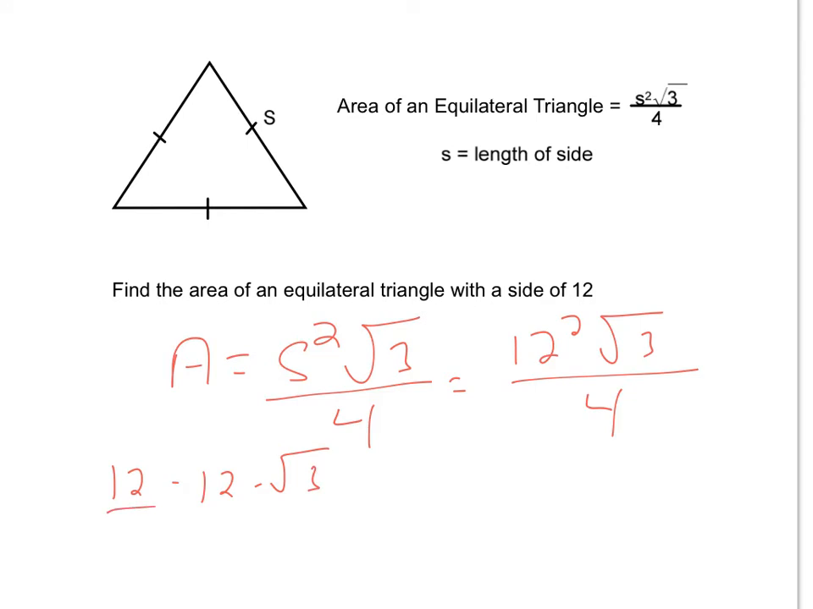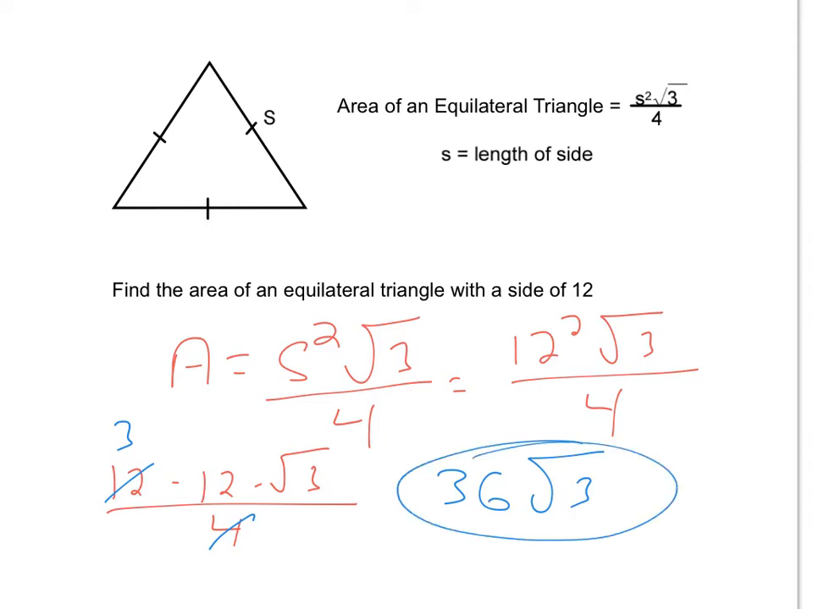so I'm going to do 12 times root 3 all divided by 4, and now I'm going to cancel my 4 with one of my 12s and get 3. 3 times 12 is 36, and I still have my root 3 kicking on there to the side. So my area is going to be 36 root 3.